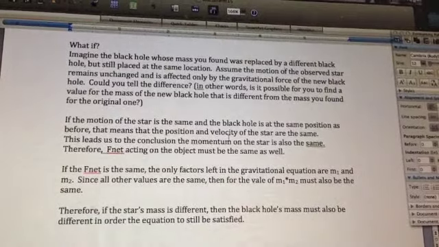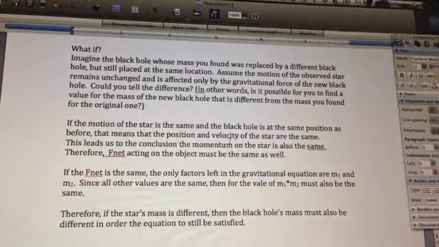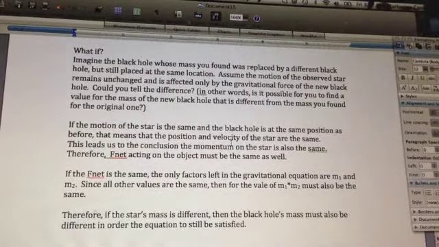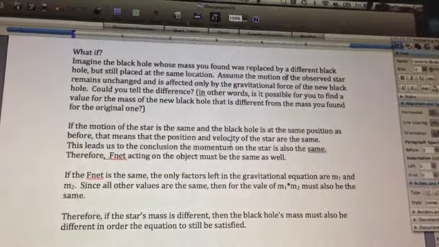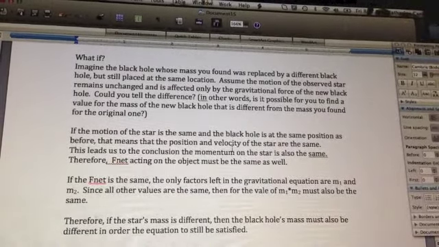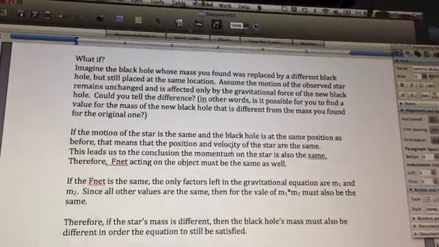If the Fnet is the same, the only factors left in the gravitational equation are m1 and m2. Since all other values are the same, the value of m1 times m2 must also be the same. Therefore, if the star's mass is different, then the black hole's mass must also be different in order for the equation to still be satisfied.